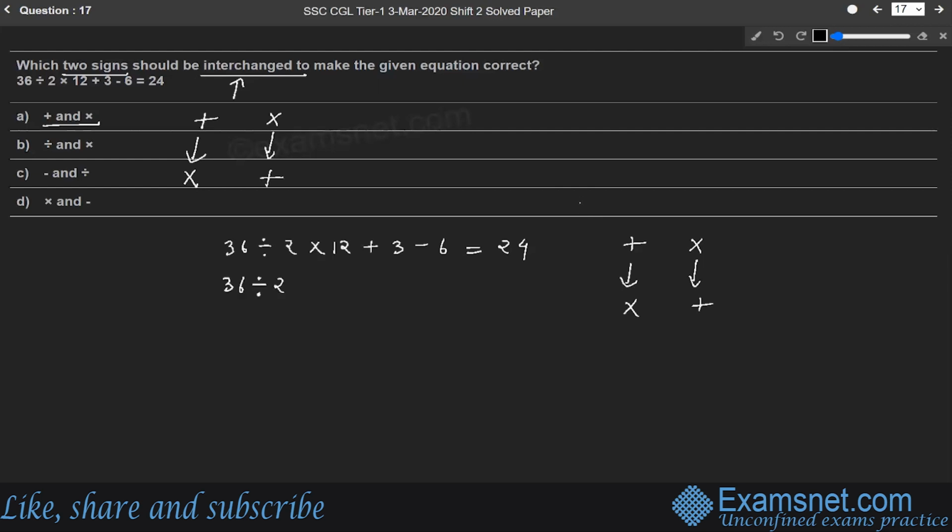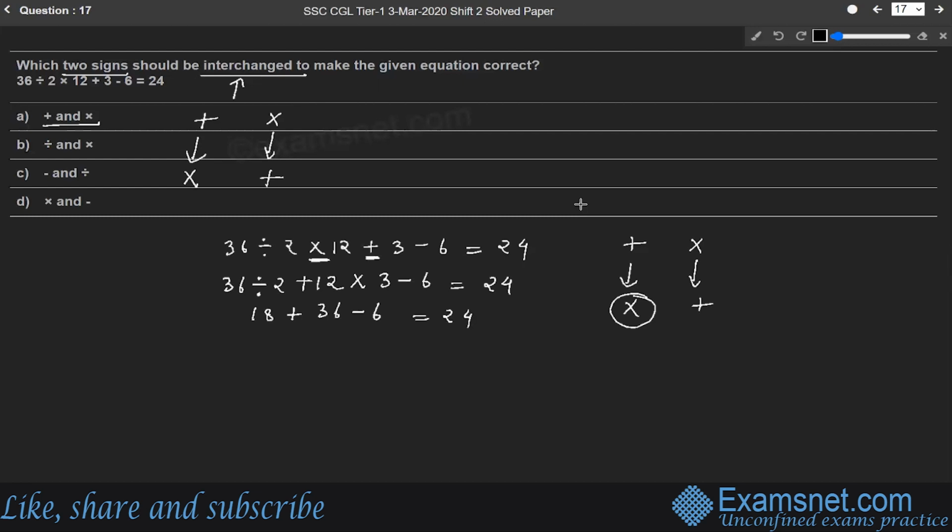See here there is a multiplication sign, so it will be changed to a plus sign because we have to interchange the signs. So plus 12. Again now there is a plus sign, so the plus sign will be changed to a multiplication sign. So multiplied by 3 minus 6 is equal to 24. Now further solving it, 36 divided by 2 will be 18, plus 12 into 3 is 36, 36 minus 6. It should be equal to 24.